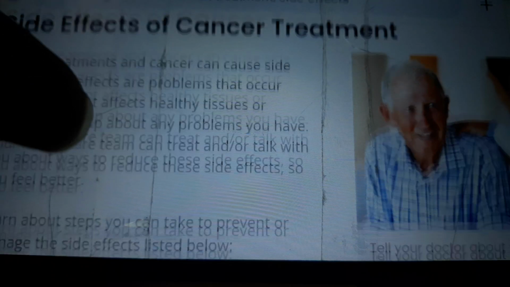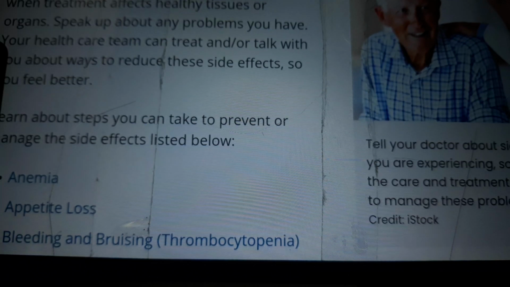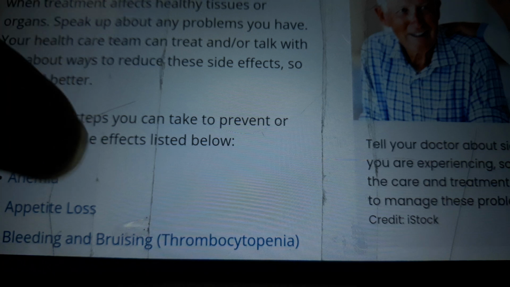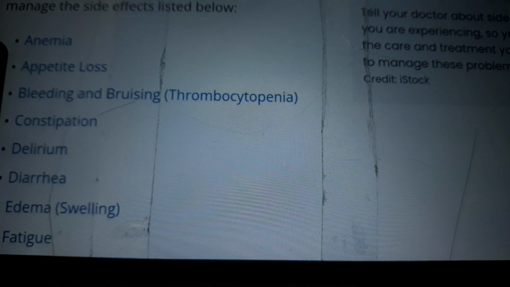Side effects of cancer treatment. Cancer treatment and cancer can cause side effects. Side effects are problems that occur when treatment affects healthy tissues and organs. Speak up about any problems you have. Your healthcare team can treat them or talk with you about ways to reduce these side effects so you feel better. Learn about steps you can take to prevent or manage the side effects listed below.